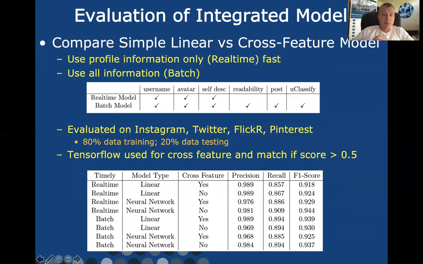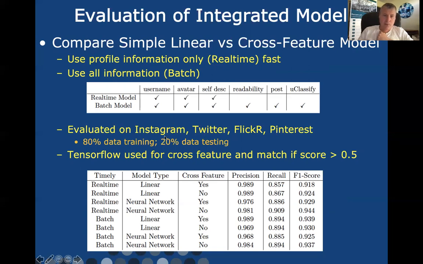And so what we then did, we took each of these attributes and we then tried to look at either a linear correlation or a cross-feature model, applying a neural network to learn how these things might be related. So using only the profile information, which we regarded as real time because you can do this fairly rapidly, we're not having to process all of the text and all the images, etc., that are being posted, versus what we call the batch, which was using all of the information.